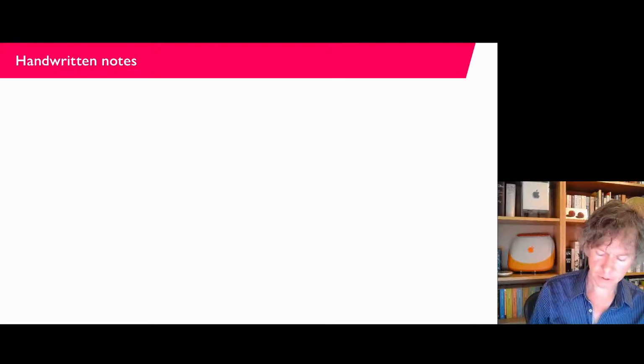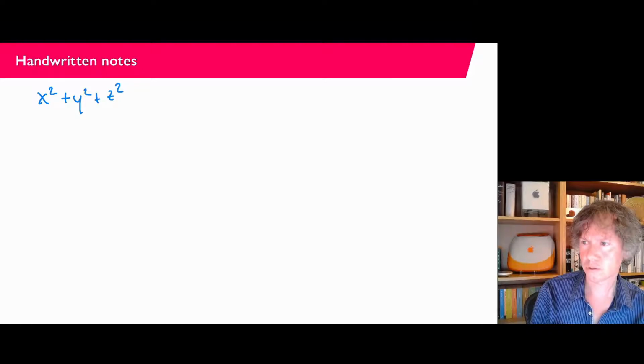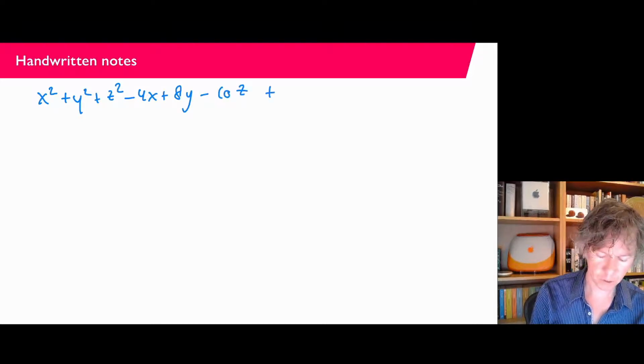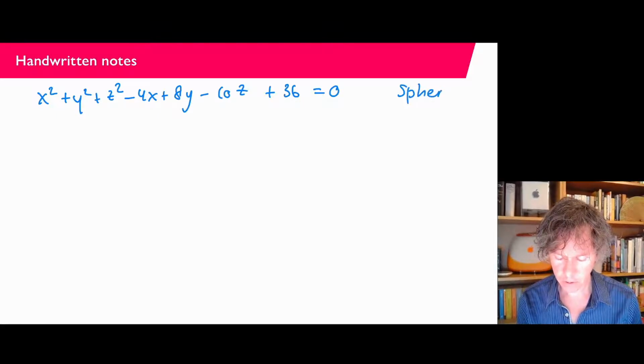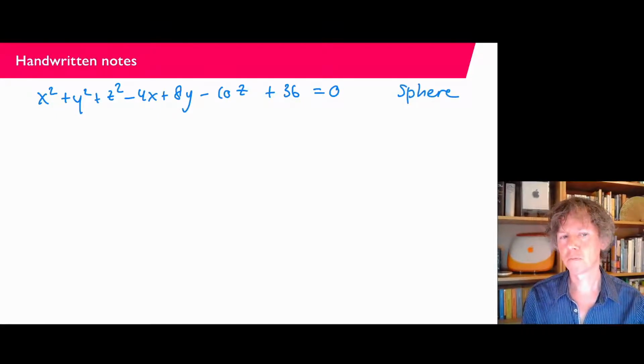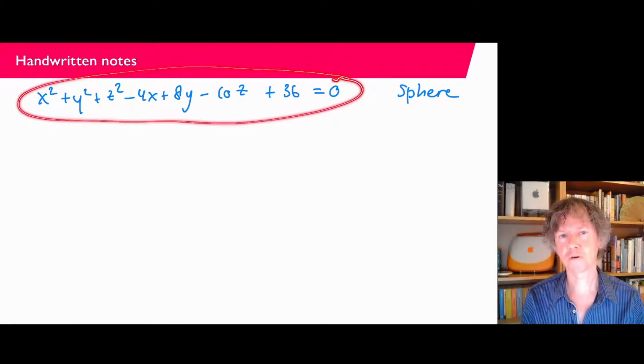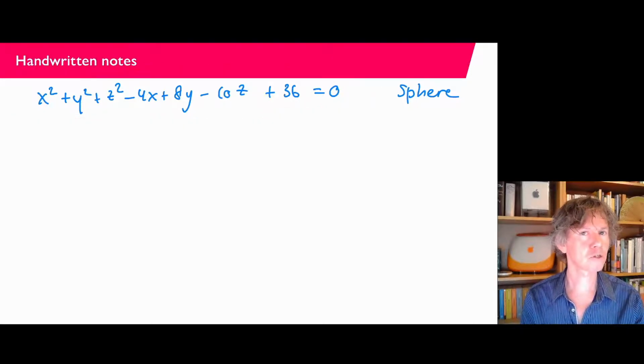So you could imagine that we have the following equation given: x squared plus y squared plus z squared minus 4x plus 8y minus 10z plus 36 equals 0. And it is given that this is a sphere. And the question is, what is the standard form? Because if I now have this equation here, it is not immediately obvious that this is a sphere. Also, I don't know the radius and I don't know the center point. So if you want to have these two things, you need to do some work.